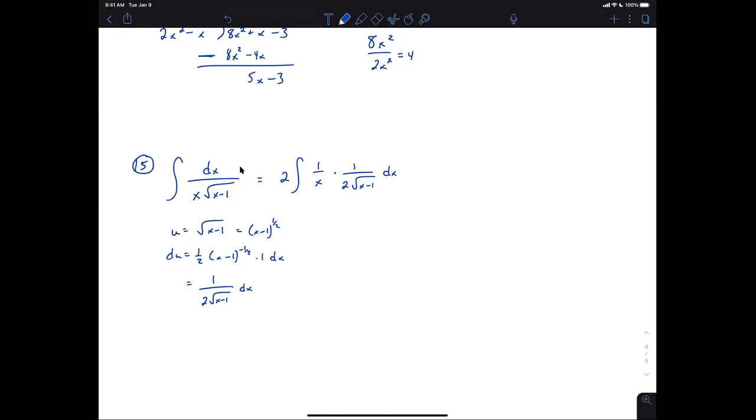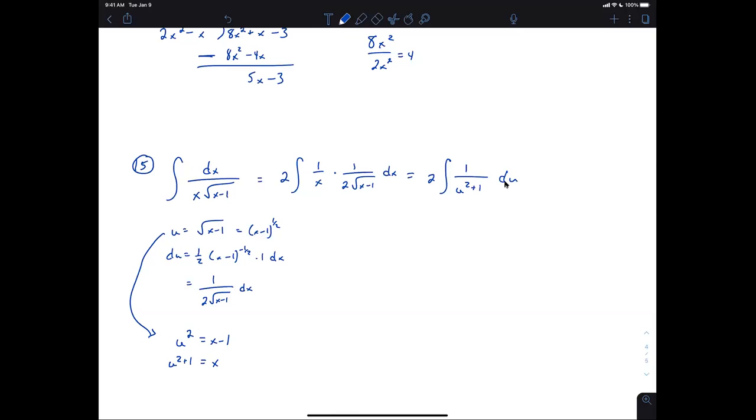Then it's weird because u's not here at all, but I can solve this for x. u squared is equal to x minus 1 because of this, so x is u squared plus 1. I guess we will finish this one. And so we get it to there. Does that make sense?